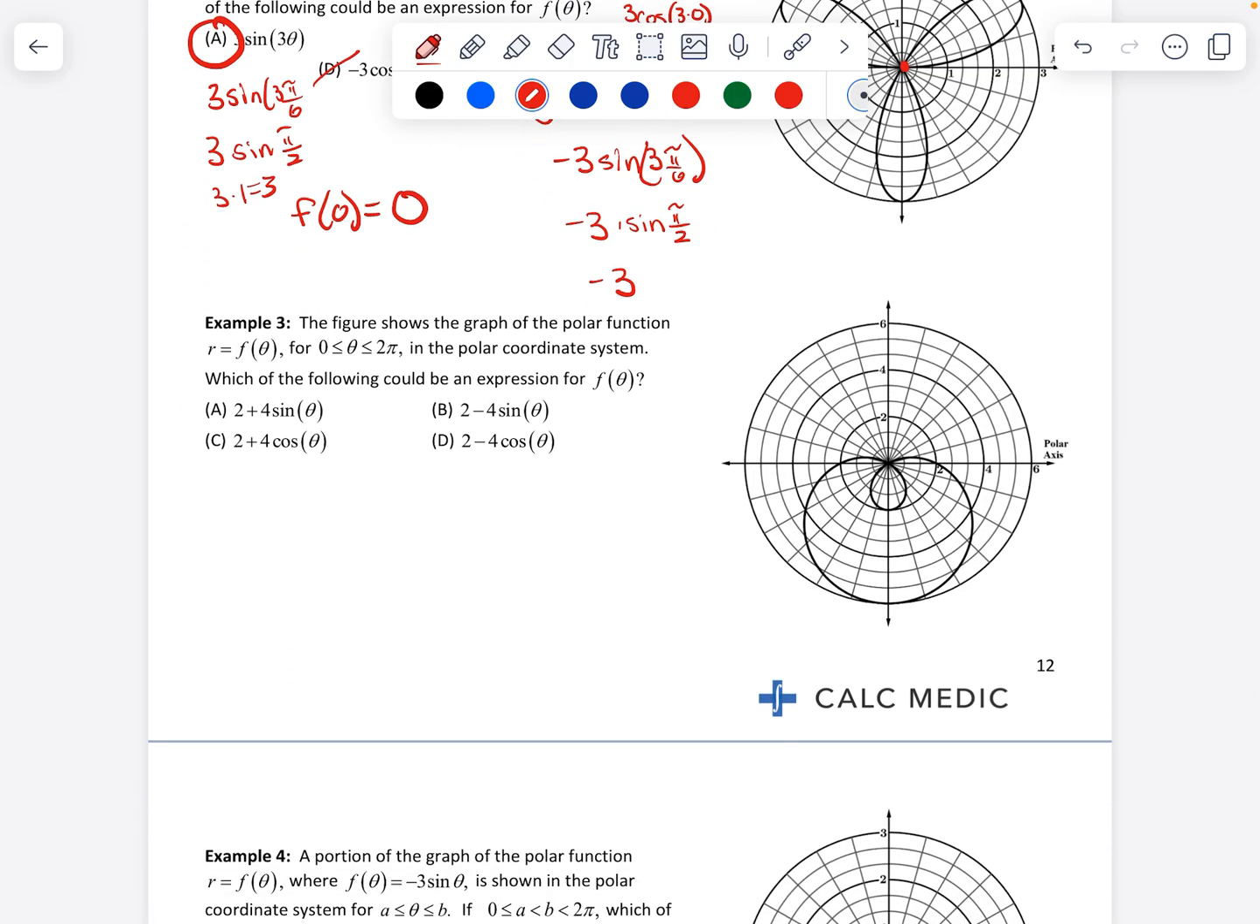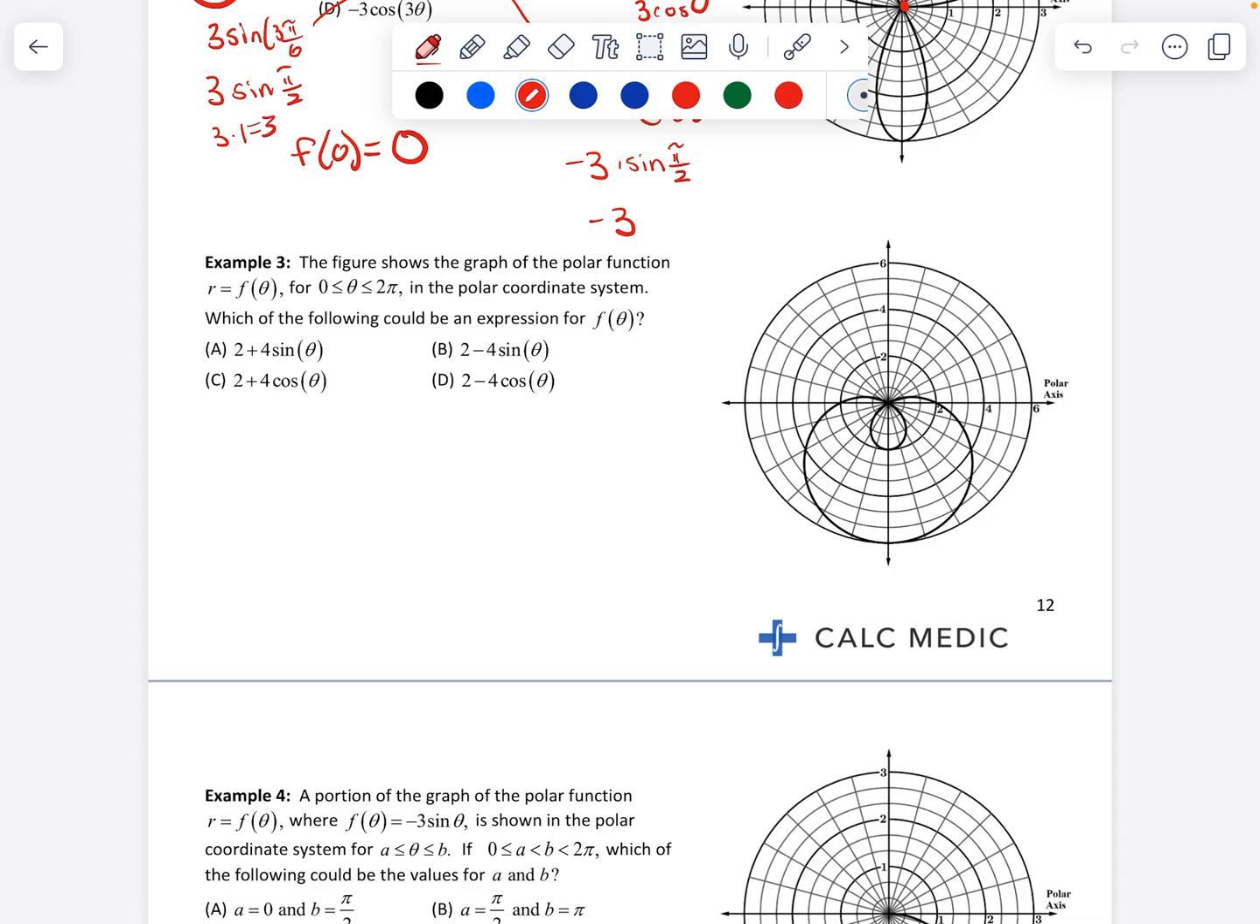All right, so this next one here, example 2. The figure shows the graph of the polar function. Which of the following could be an expression for it? And again, if you memorize all those, it gets a lot easier, right? If you can memorize them. But again, I'm not expecting you to memorize, but this is where we use multiple choice.